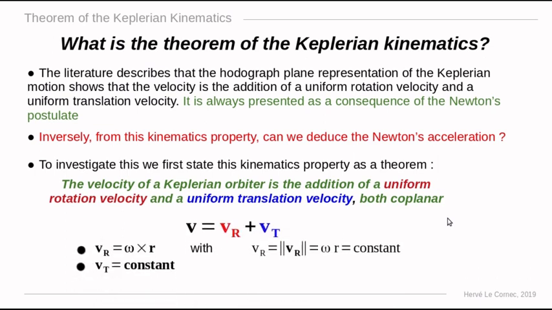The mathematical expression of the theorem is, of course, trivial. Here is the rotation velocity, defined as this, and here is the translation velocity, defined here. Of course, the theorem will be true only if it can explain the three laws of Kepler. We will show that this is the case indeed, but first I want to show you these velocities in action on a Keplerian orbit.